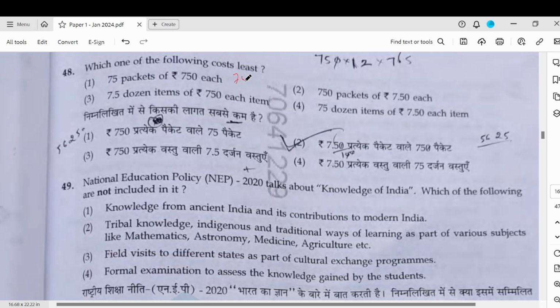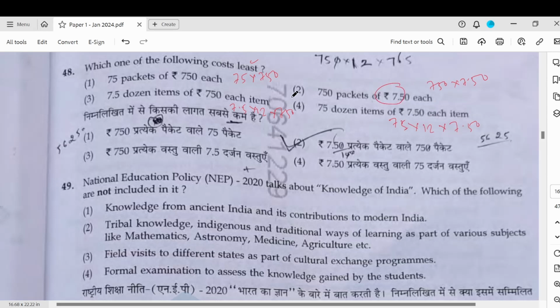So here you have 75 into 750. You don't have to do any multiplication. This is 7.5 into 12 into 750. So this is a bigger number. You want to find which is the least. This is 750 into 7.50, and this is 75 into 12 into 7.50. So if you compare, this is 75 into 10, this is 75 into 12. So this will be the least.